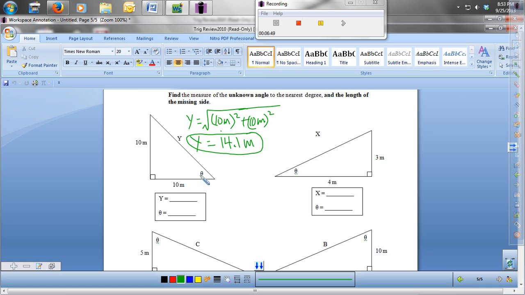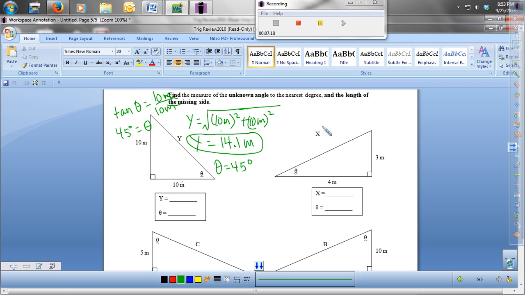Then they wanted me to get that angle. Well, I know I have a 10 and a 10, so theta has to be 45 degrees. But I want to show that, so I'm going to say that the tangent of theta is equal to 10 meters opposite over adjacent. So that gives me a tangent of 1, and a 45 degree angle has a tangent of 1. Okay, this one over here is a 3, 4, 5 triangle.